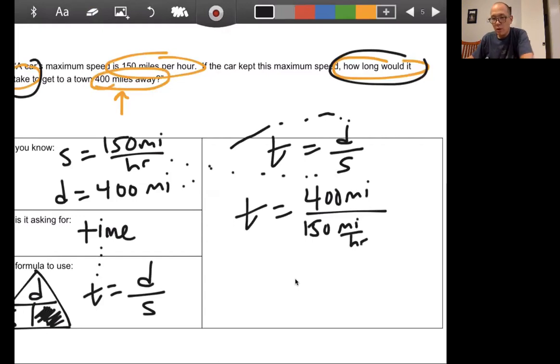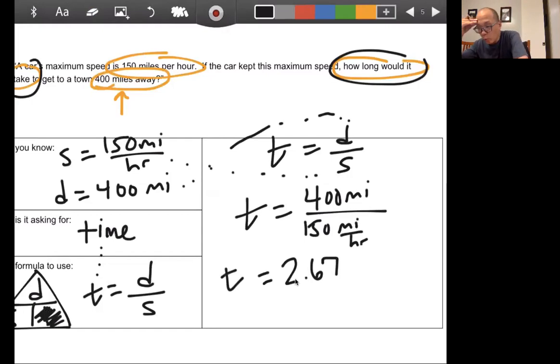Okay. And this one I'm going to have to use a calculator for. All right, 400. I wish I could have a calculator pop up right here so that you can see it as I'm doing it. But I don't know that that is a feature. 400 divided by 150 gives us 2.67. I'll round that to 2.67.